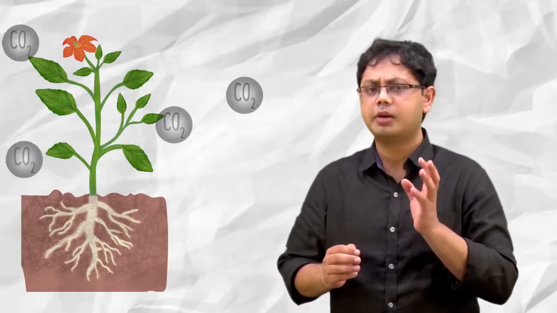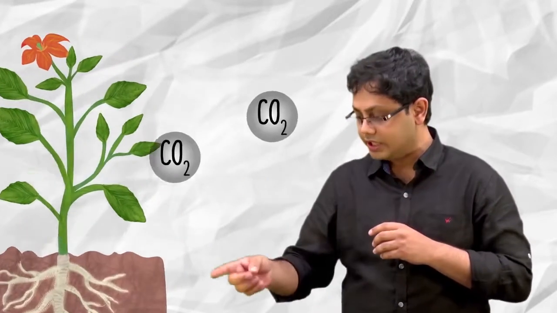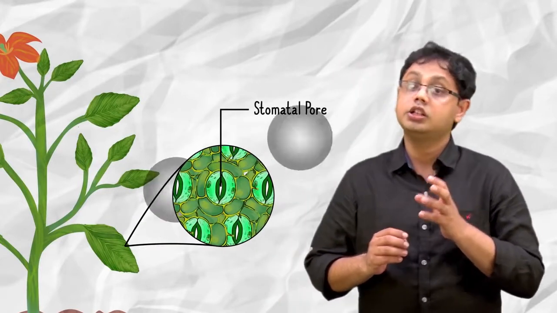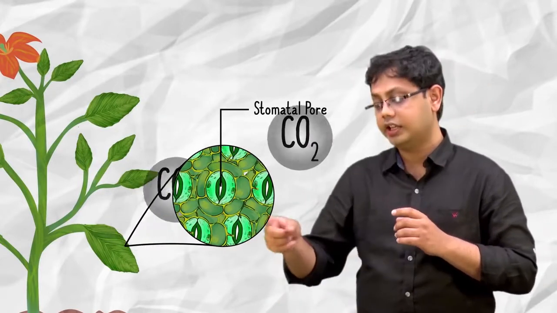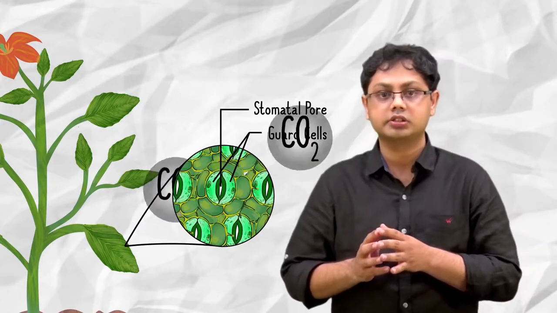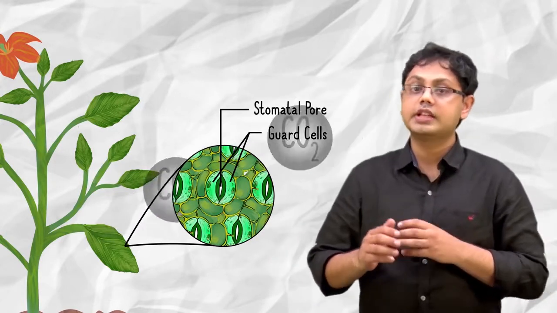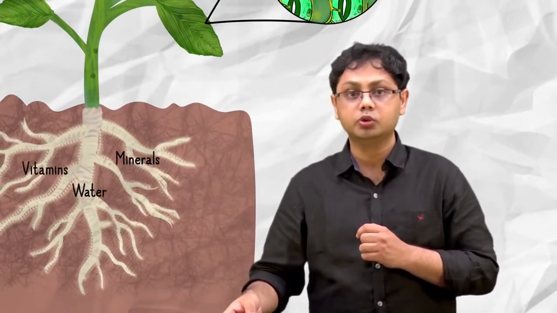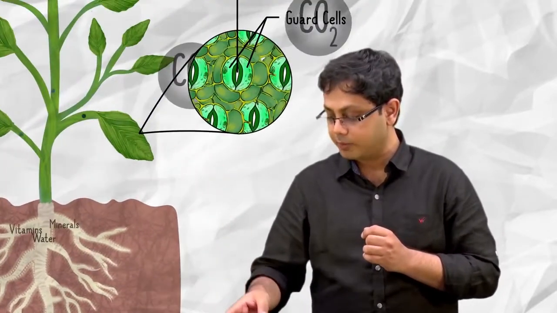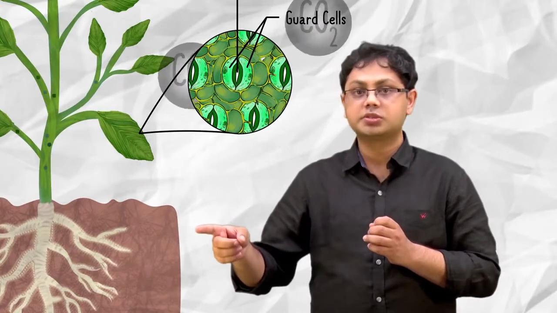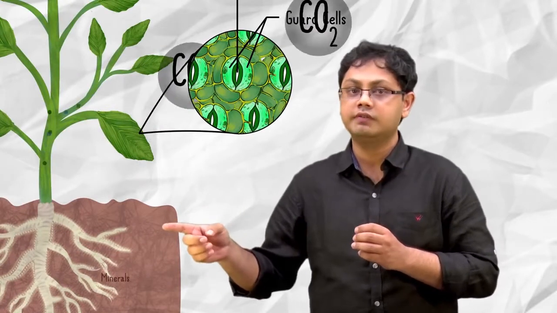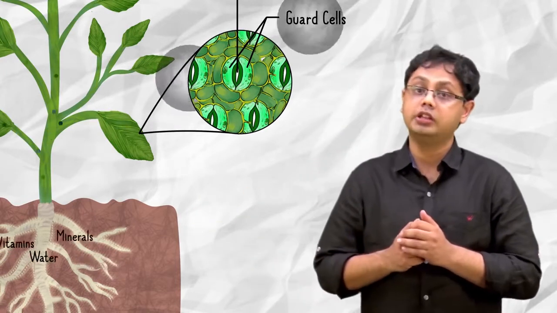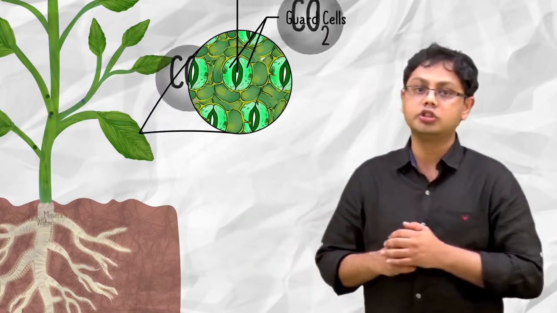The plant absorbs carbon dioxide from the air through its leaves, through these tiny little pores called stomata. Stomata are surrounded, like you can see, by guard cells. The water, vitamins, and minerals required as raw material are absorbed by the roots and then transported from the roots through the stems to its branches and finally to the leaves, where most plants carry out this process of making food, or the process of photosynthesis.